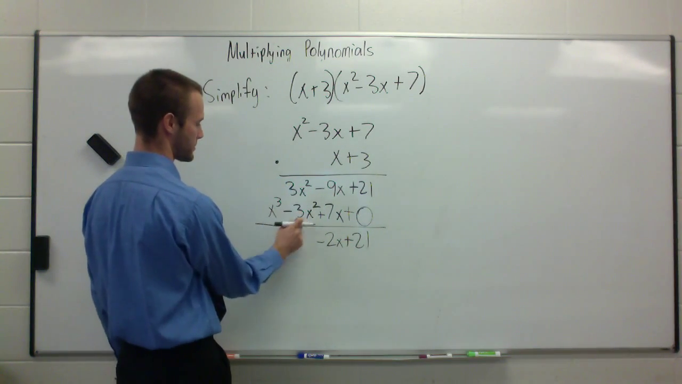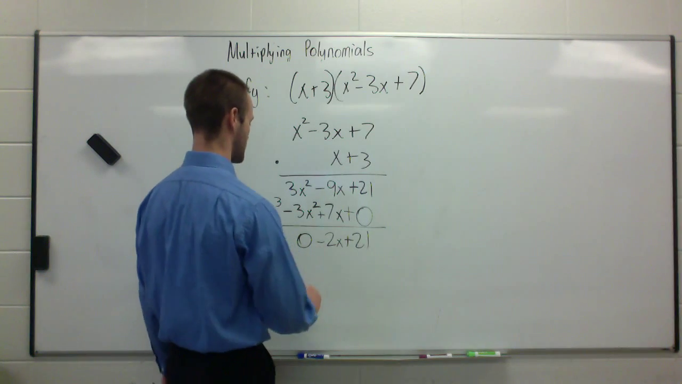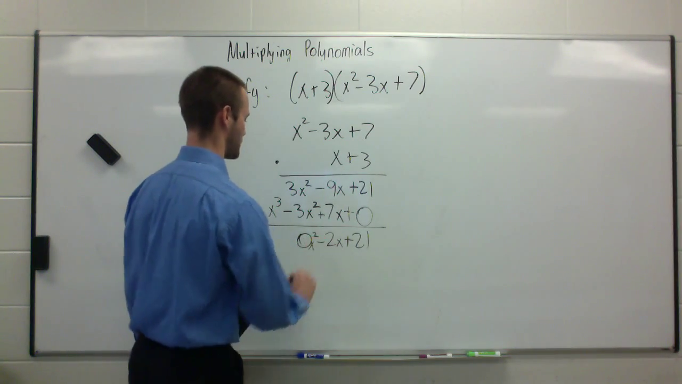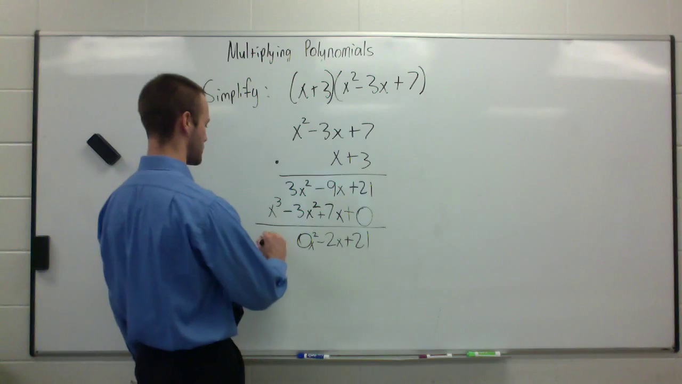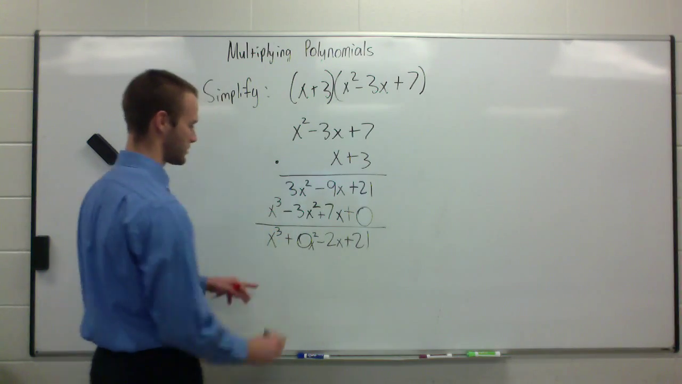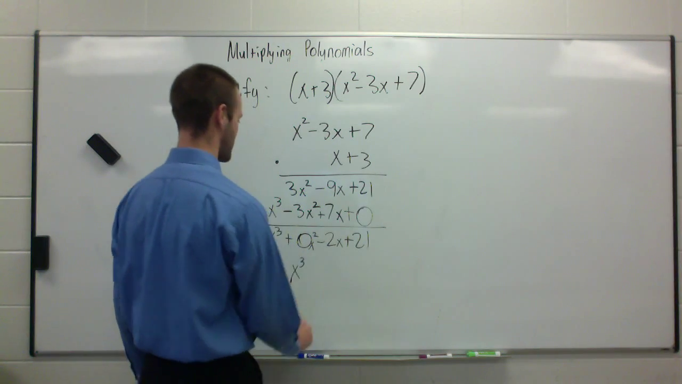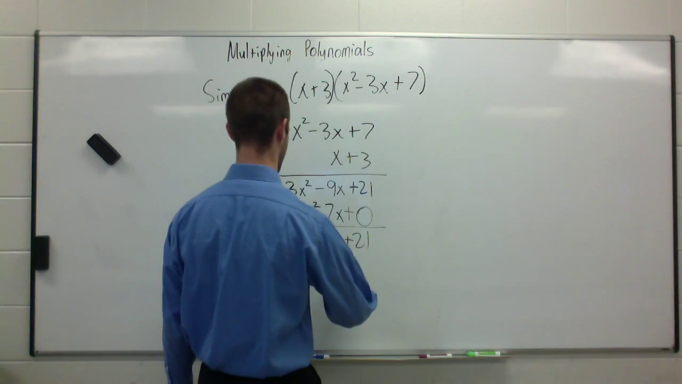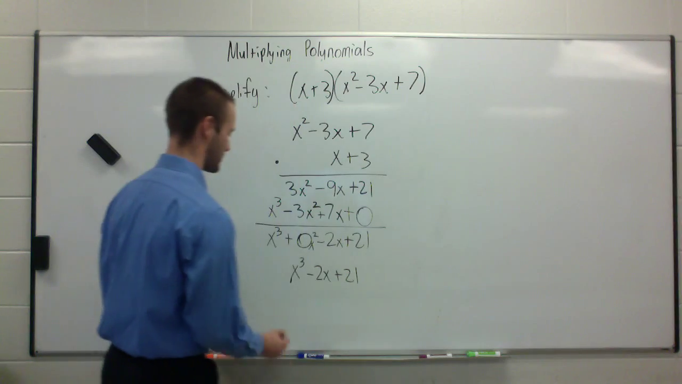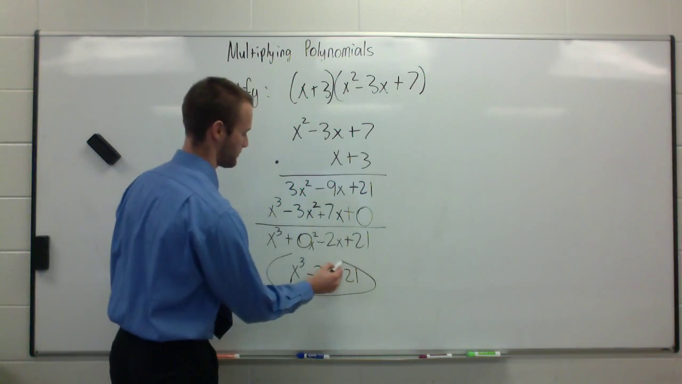3x squared minus 3x squared, well, that's convenient. That's 0. That helps. You can write an x squared. And then x cubed just drops straight down. So altogether, since it's a 0x squared, we're not going to write it anymore. We would have x to the third power minus 2x plus 21 is our final simplified version.